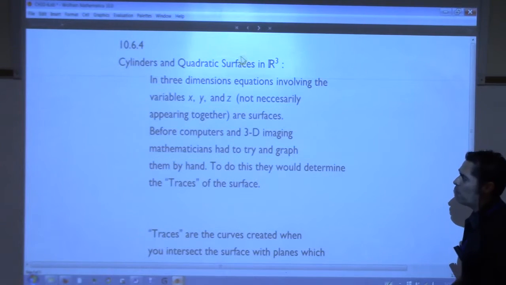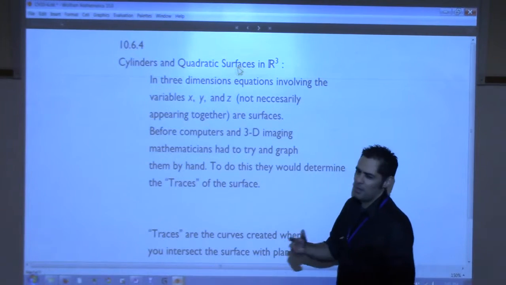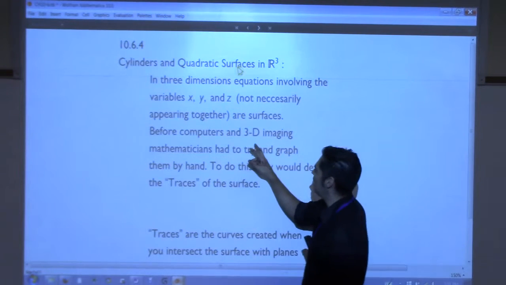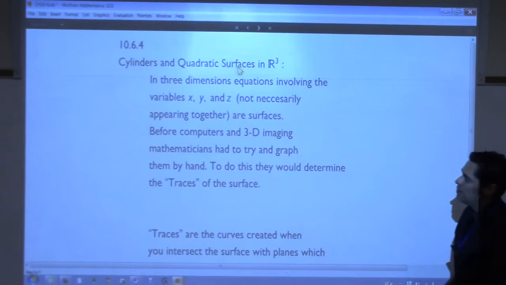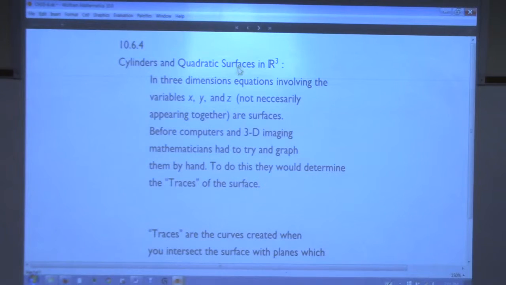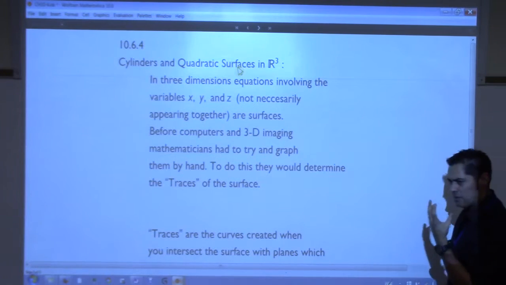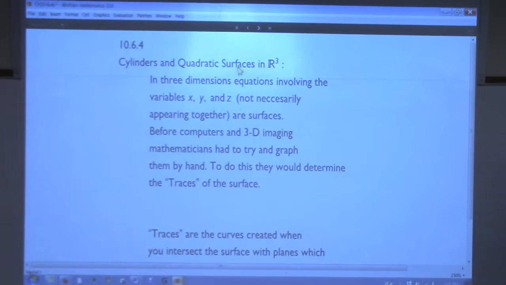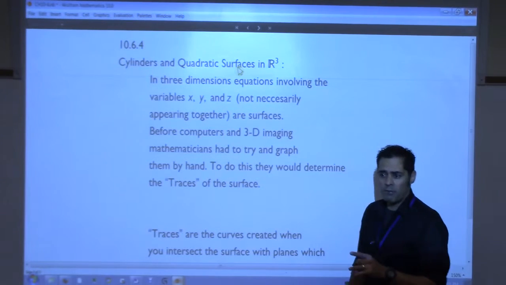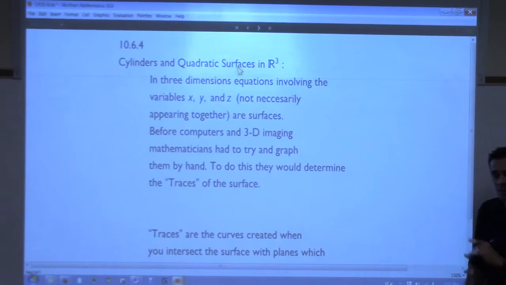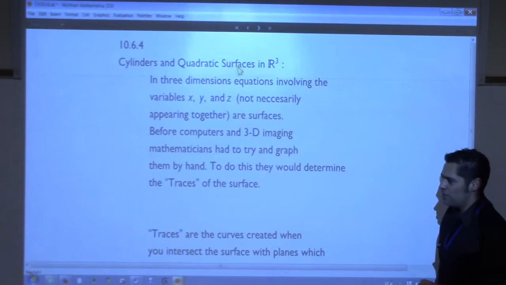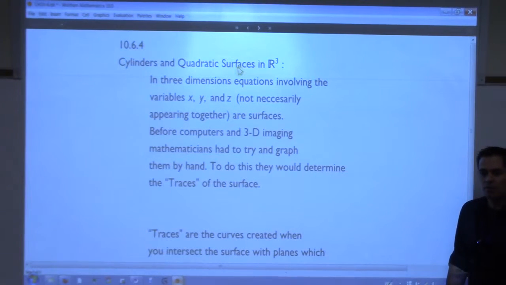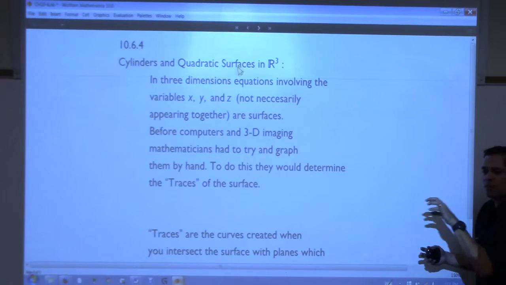All right? Before computers, back when I was in school, I mean, there were computers, but they couldn't do what they can do now. The three-dimensional visualization of these sorts of surfaces was all done by hand, and they would use this thing called traces. And I'm going to show you one example of how to do a trace, and I'm never going to touch it again. Because if you go to Wolfram Alpha and you type in the equation, it will graph a three-dimensional surface for you. All right? So it's not like we can't do it. But I do want you to be able to look at an equation and identify what it is.